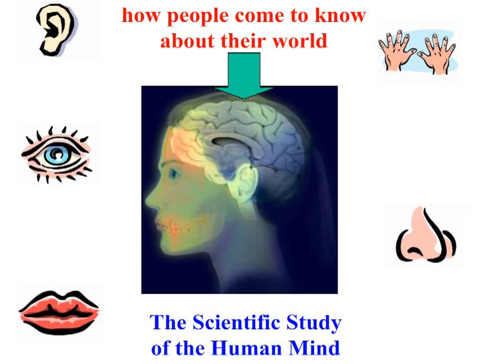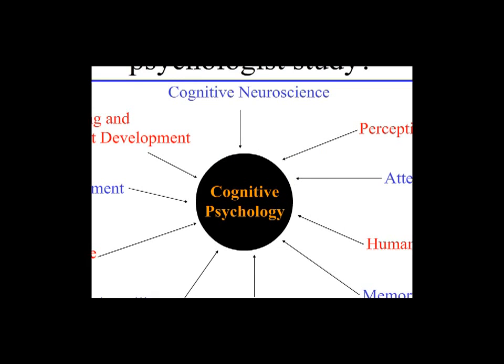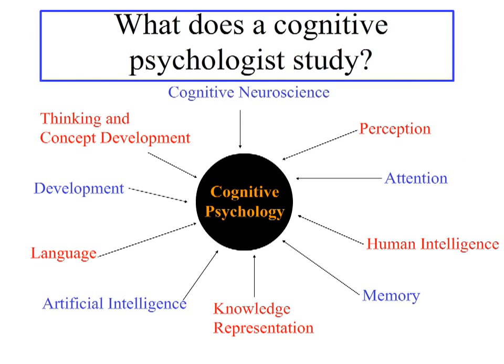So we're focusing here on cognition as the scientific study of the human mind. In one sentence, let's define what cognition is. It is the scientific study of mental processes. Now we need to define what mental processes are, and we'll explore that throughout the rest of this course. However, for now, generally, we can talk about mental processes as the way that the mind both represents and processes information. So what does a cognitive psychologist study?